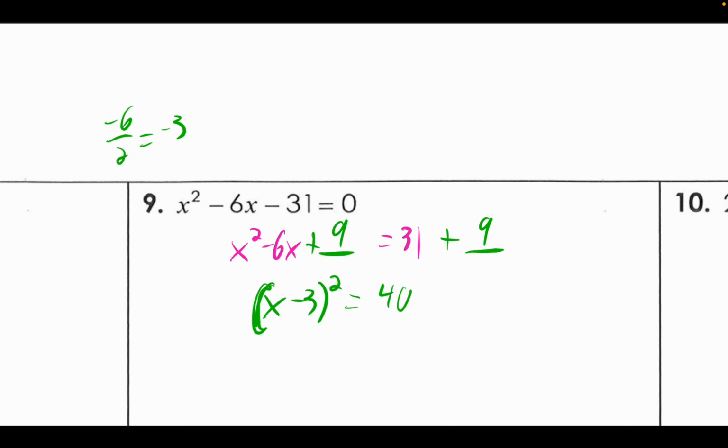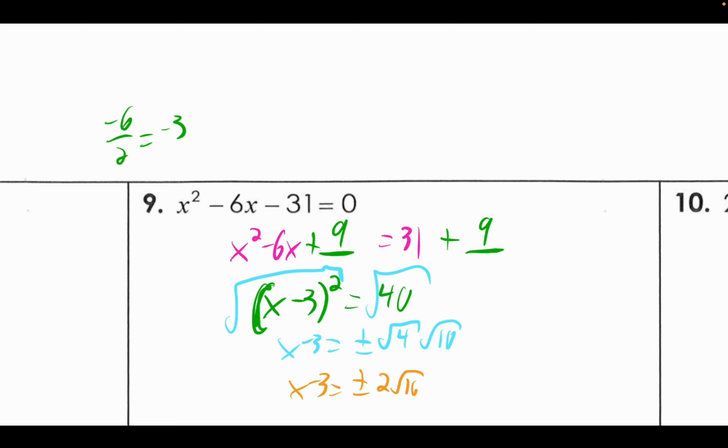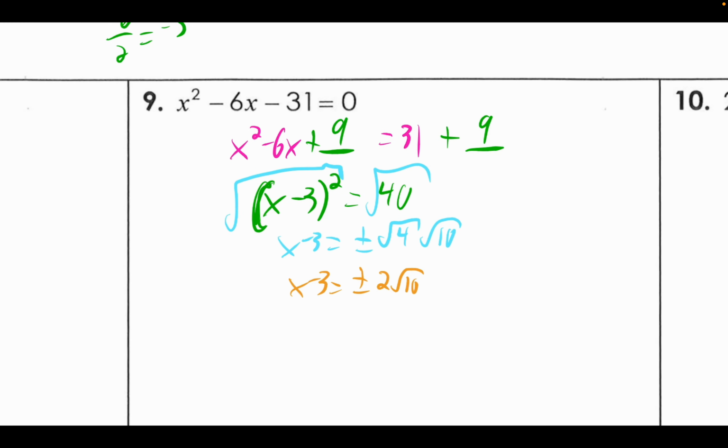Actually, this time I put the right number on this one. Good for me. Square root both sides, and I get x minus 3 equals plus or minus the square root of 4 times the square root of 10, starting the simplifying process. And this is x minus 3 equals plus or minus 2 square root of 10, which, as I go ahead and add 3 to both sides, gives me x equals 3 plus or minus 2 square root 10.